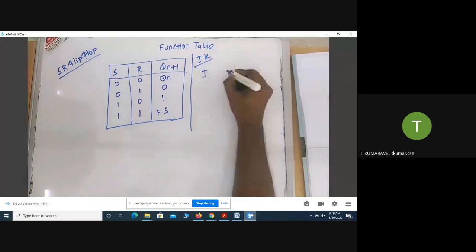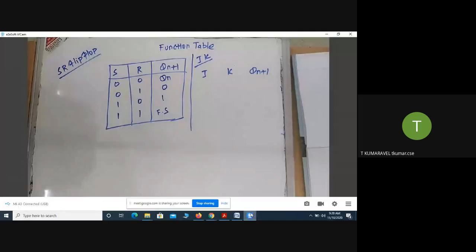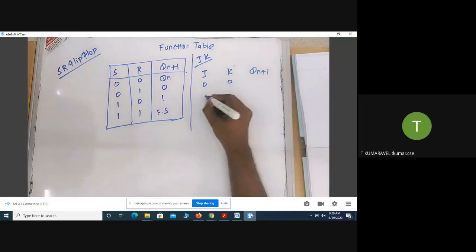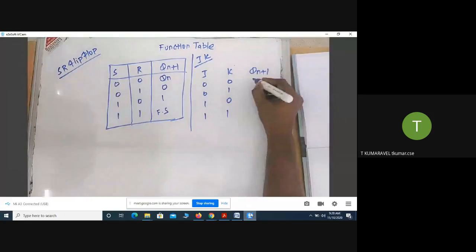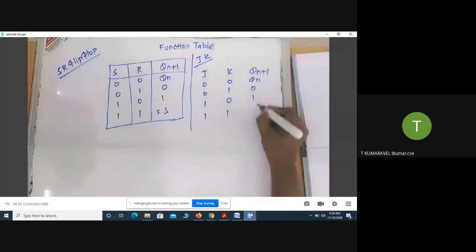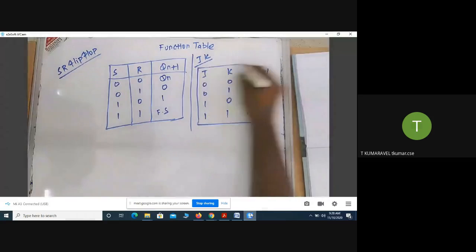J, K, Qn+1. The JK flip flop is similar to the SR flip flop, but one variation is there. If the user's given input is 1 1, they provide a definition. That is the only difference. 0 0, 0 1, 1 0, 1 1. What happens for 1 1? The output is Q complement.